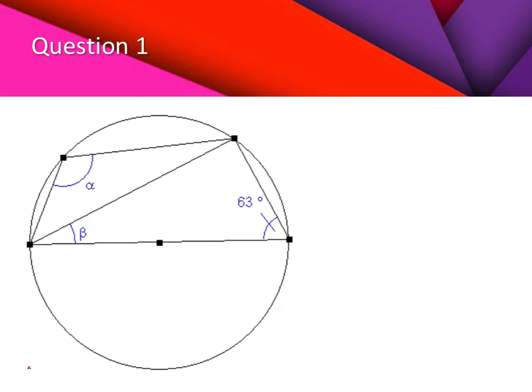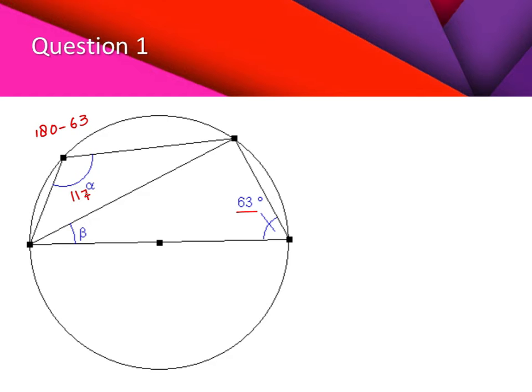So for example, we have this question, and in this question we have a cyclic quadrilateral, and if this angle is 63, how can we find this angle alpha? What we will do, we will subtract 63 from 180 degrees to find the value of alpha. So if we subtract 63 from 180, it is 117. So angle alpha is equal to 117.